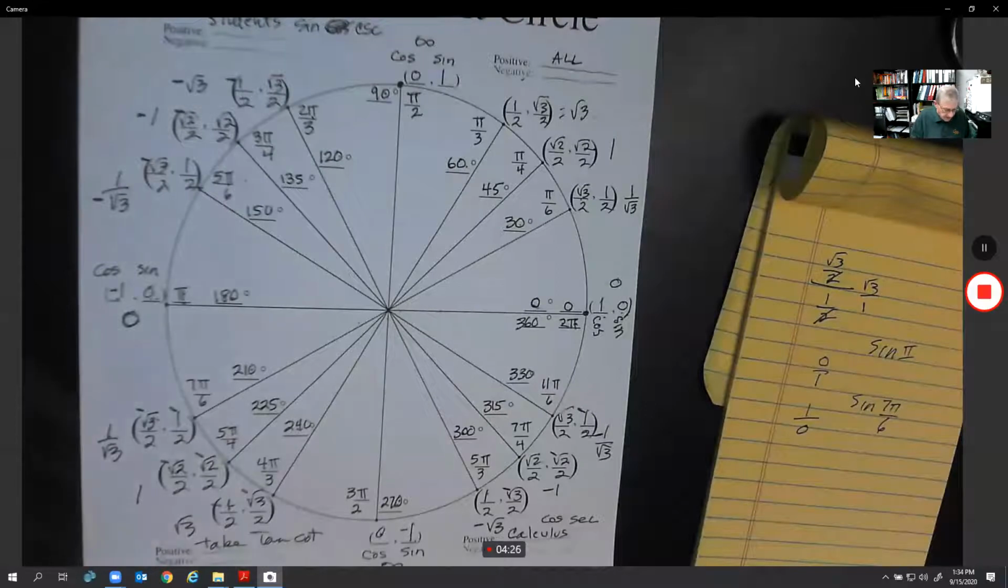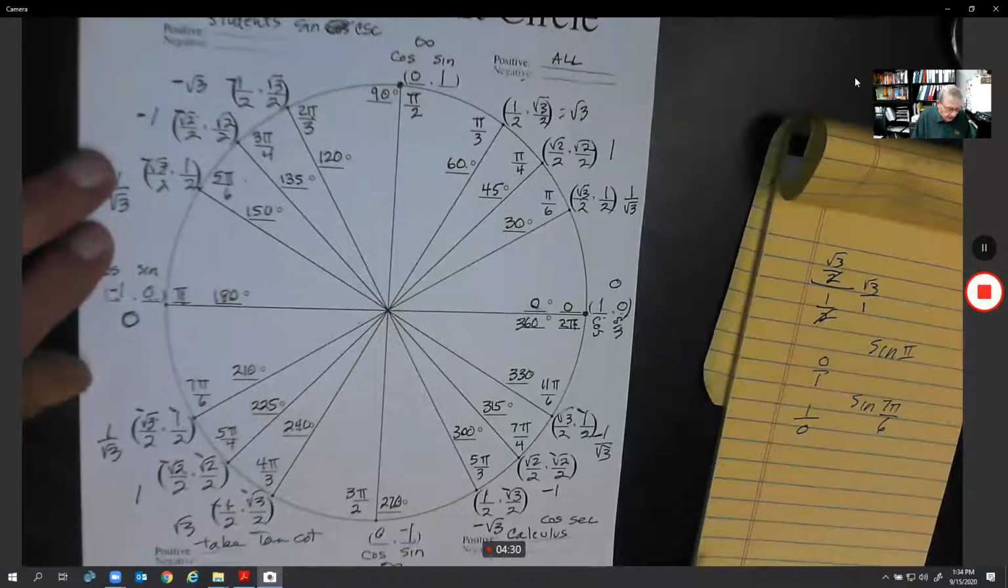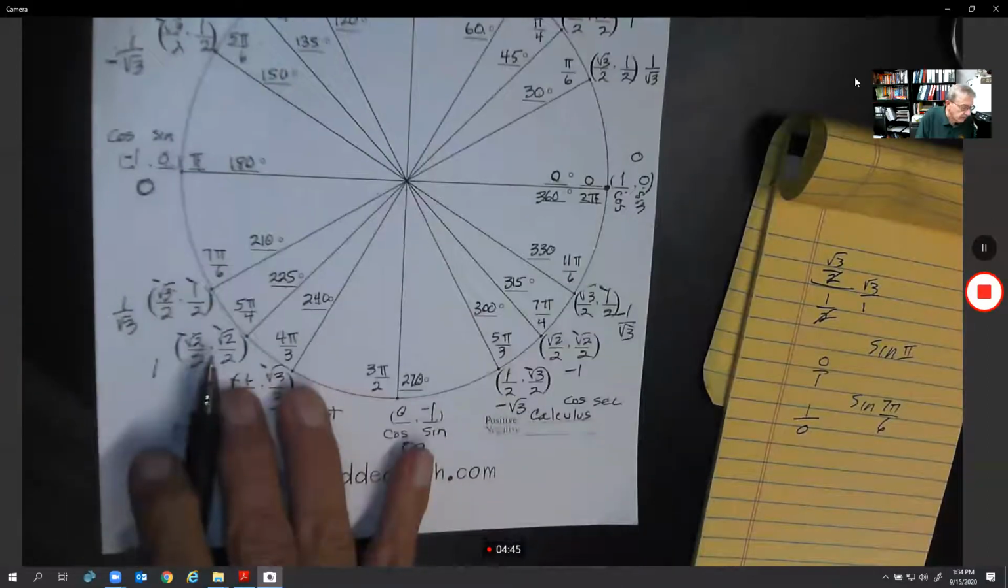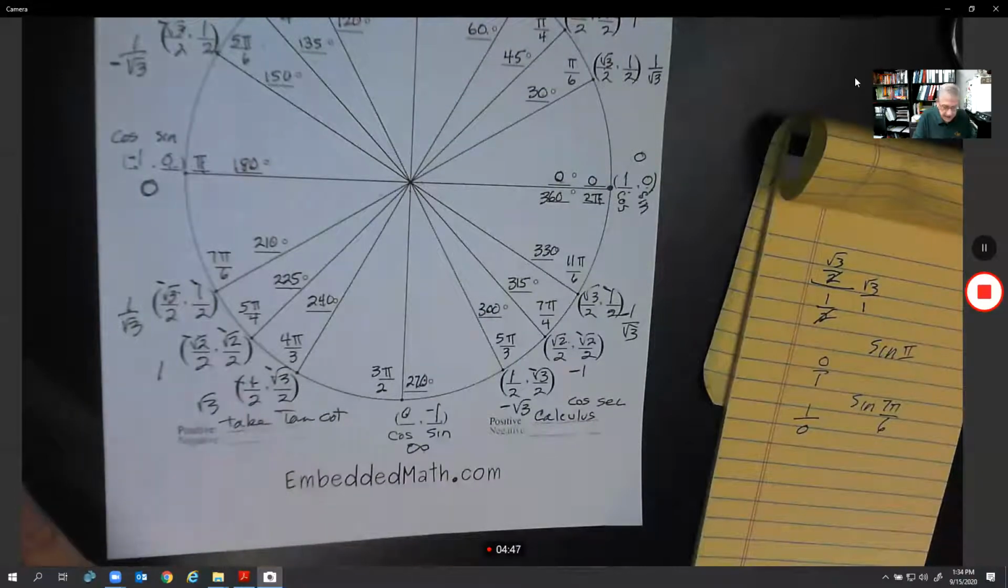What's the cosine of 5 pi over 3? Cosine of 5 pi over 3. Where would 5 pi over 3 be? Right here. What's the cosine? 1/2. Cosine, sine. So it's a real nifty little trick to find all the missing things.